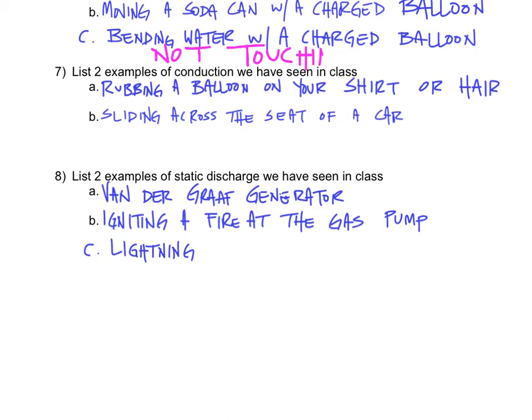Our second method is through conduction. Okay, conduction, which means direct contact. Now, 2 methods that we've discussed. If I rub a balloon on my shirt or hair, the balloon is directly rubbing the shirt or the hair. That's direct contact. It's building a charge.